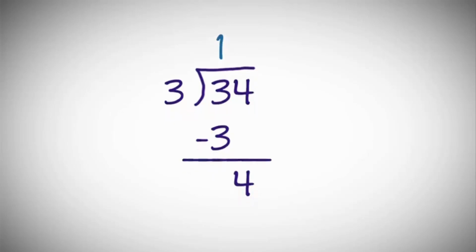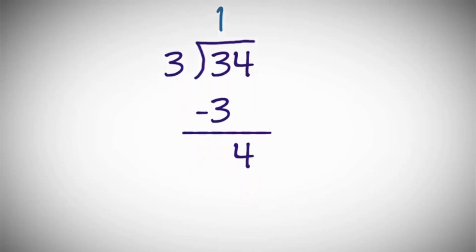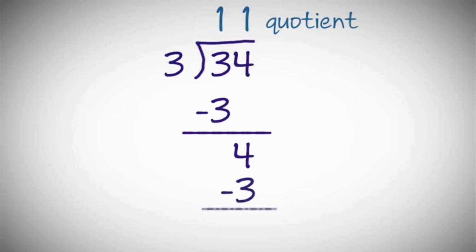Now, the next step is to determine how many times 3 goes into 4. 3 goes into 4 one time as well, but this time when you multiply 1 times 3, we get 3, leaving us with 1 left over. That is your remainder of 1.